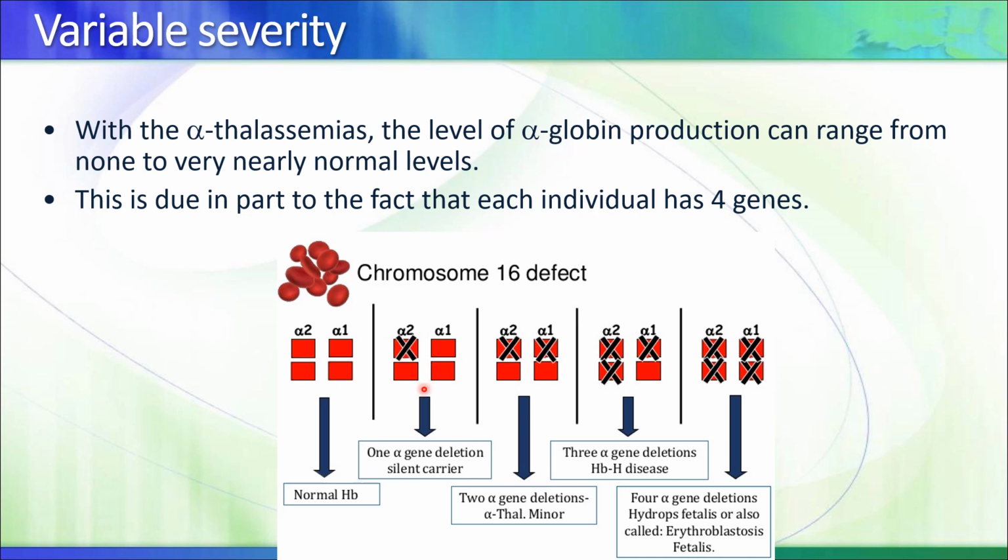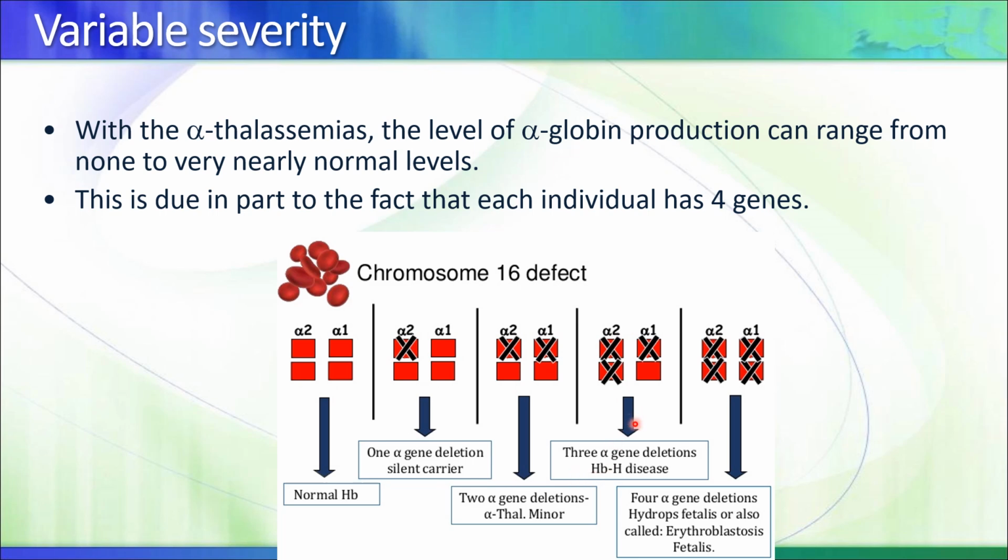So you would have 3 genes that are active, or you can have 2 that are deleted, or 3, or all 4. That would result in variable severity. So for example, you can have people with only 1 gene deleted. These are known as silent carriers. Okay, so they do not complain from anything. Now, if 2 are mutated, this is known as alpha-thalassemia minor. If you have 3, then this is known as HbH disease.